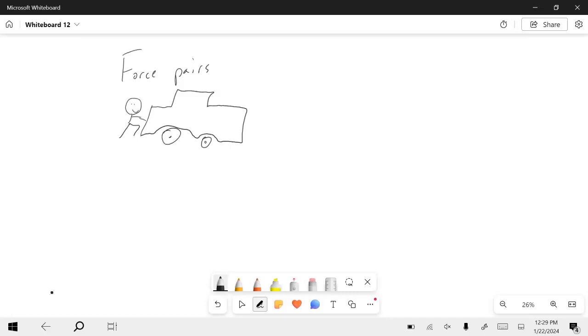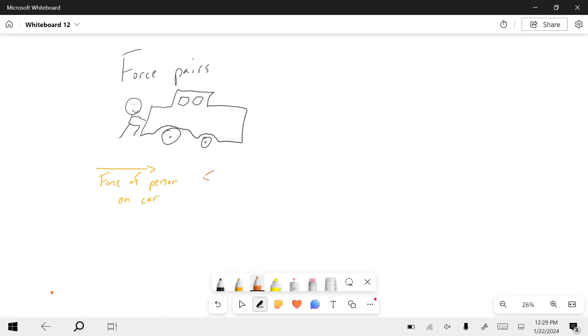We'll just go ahead and leave this picture in instead of trying to redo it because it's not great. It is pretty bad. So this is going to be an example of a force pair. The first force in this pair, because the word pair means we have two, is going to be the force of the person on the car.